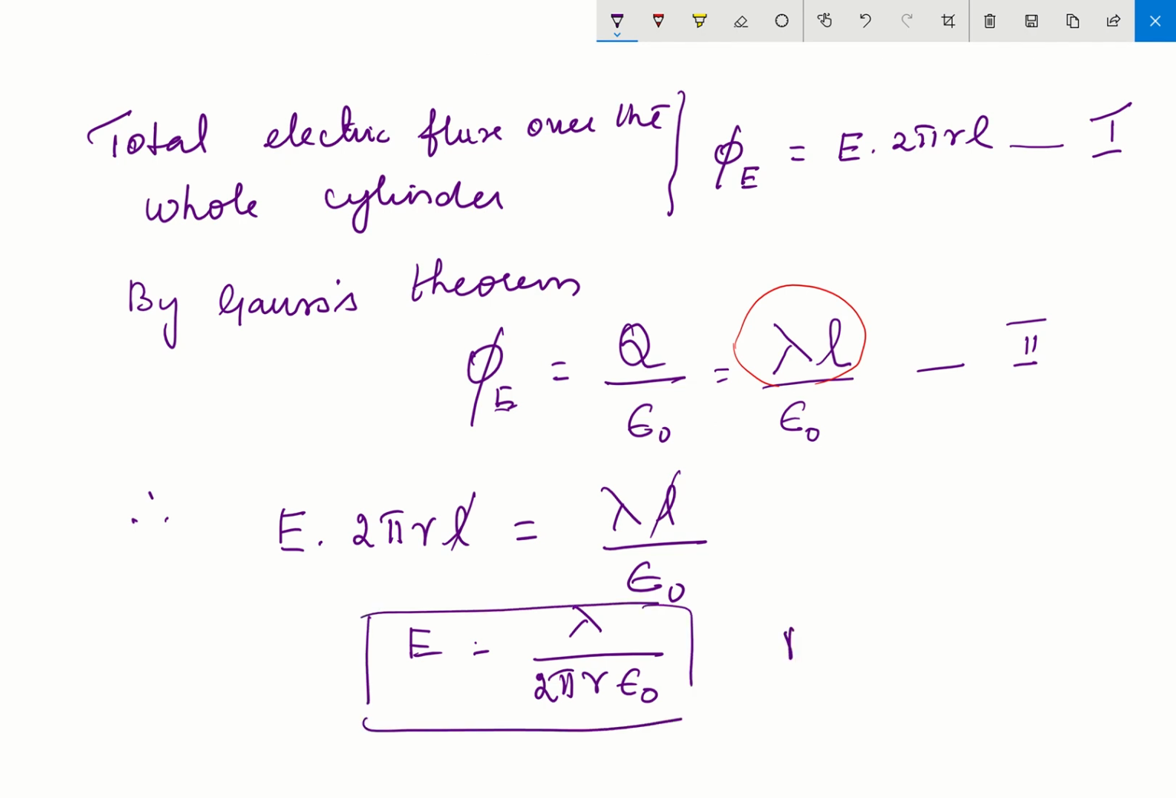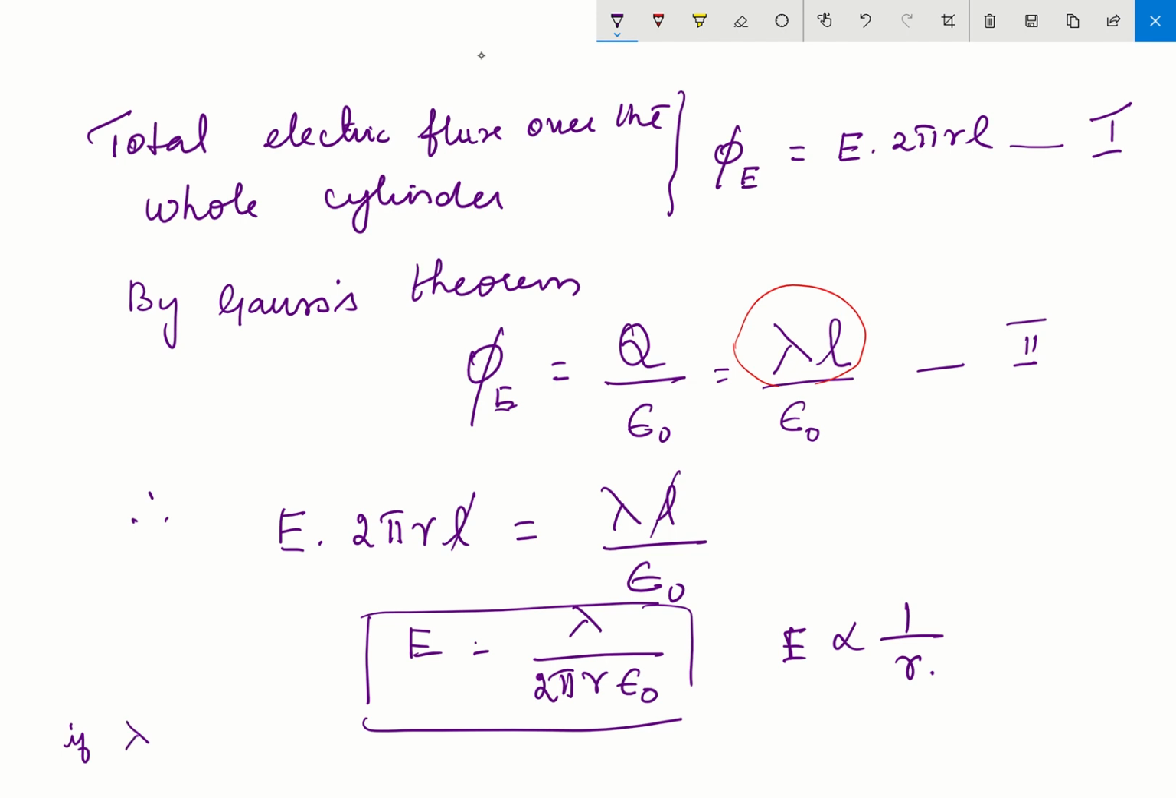Therefore you can say that E is inversely proportional to r. So it depends only on the perpendicular distance from the line of charge. It is independent of the position along the wire because the wire is infinitely long. It depends only on the perpendicular distance from the line of charge.